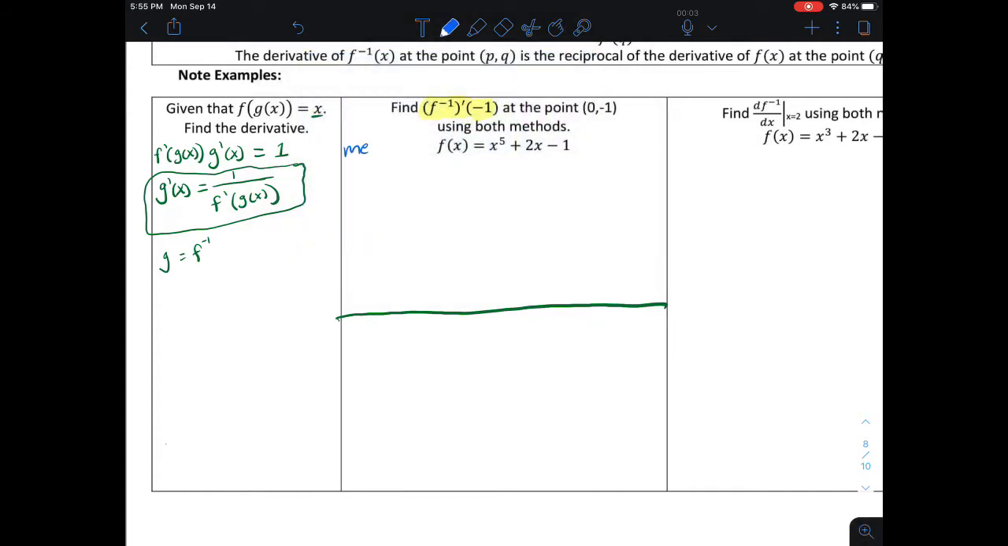All right. Method 1 is to swap our x's and y's. So I'm going to swap my x's and y's in my problem. And so this f of x would become x equals y to the 5th plus 2y minus 1. Now, when I swap the x's and y's, the coordinate becomes -1, 0. That's important. Now I take the derivative of both sides with respect to x.